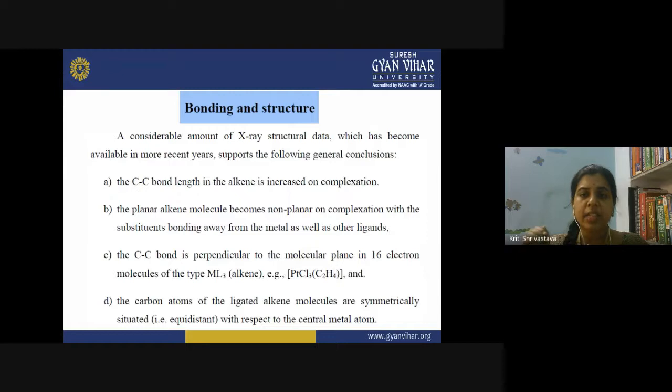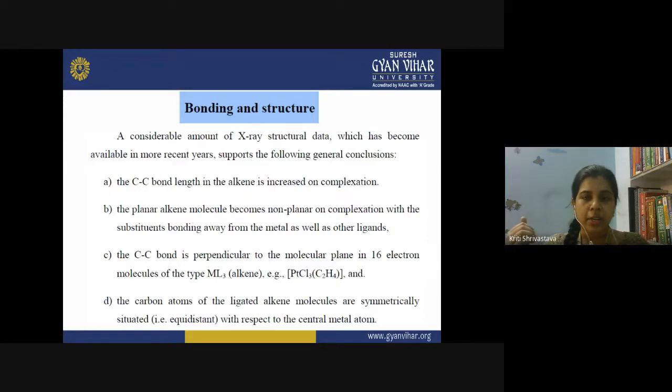Like in the case of Zeise's salt, we have seen that the metal atom and all three chloride ligands are towards one side of the complex, and the alkene is directed towards the other end of the complex. So the alkene molecule is no longer having a planar structure. The planarity is lost, and the alkene molecule is away from all the other components of the complex.